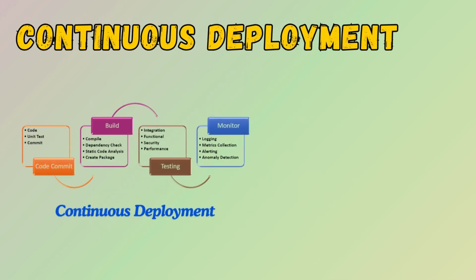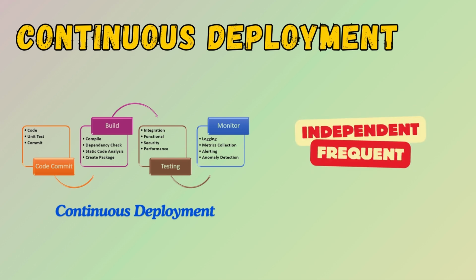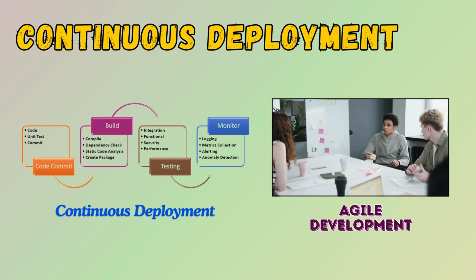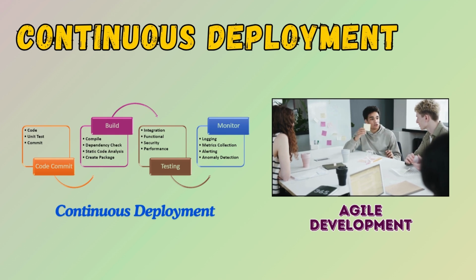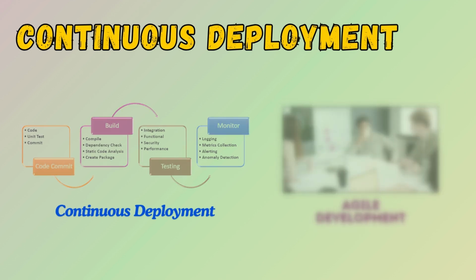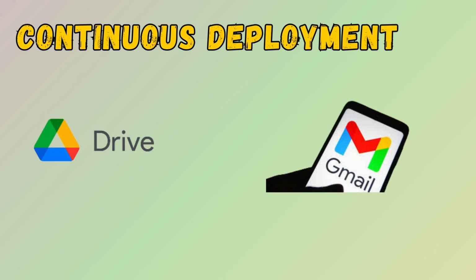Microservices architecture enables continuous deployment and delivery practices, allowing teams to release updates to services independently and frequently. This supports agile development processes and ensures rapid delivery of new features and improvements to users. For instance, Google employs microservices to power its suite of productivity tools like Google Drive and Gmail. Updates and enhancements can be rolled out seamlessly to users without disrupting service availability.